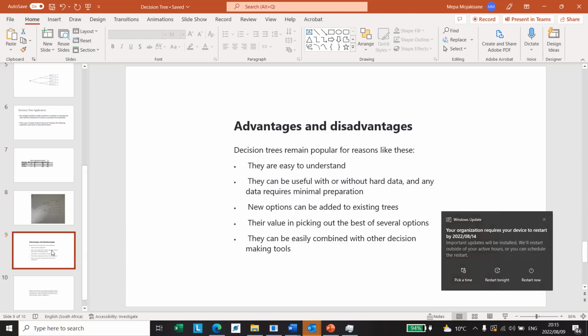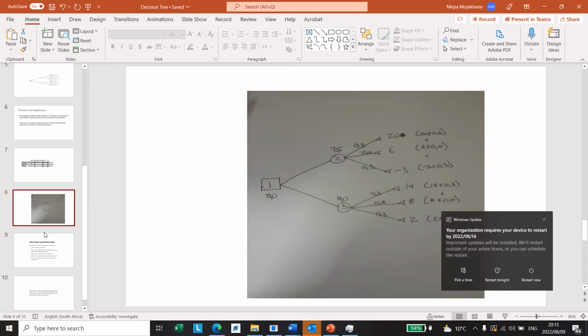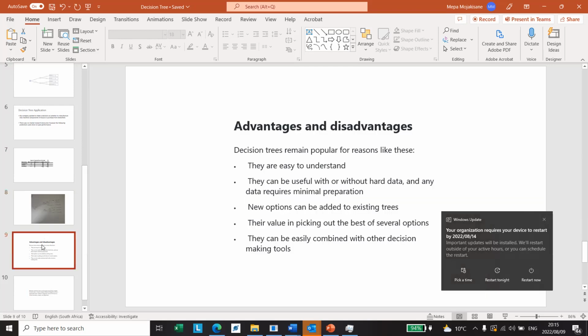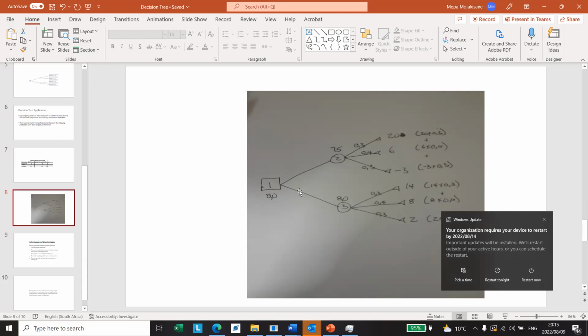And obviously this method has advantages and disadvantages. The advantages are that it's easy to understand, can be used without hard data, and data required is minimal. If there are new options available, then they can be added to the tree. So going back to this, you have the option of purchasing, the option of manufacturing. If there's another option, then you can add that option to form a third leg, and you go on with your decision tree.